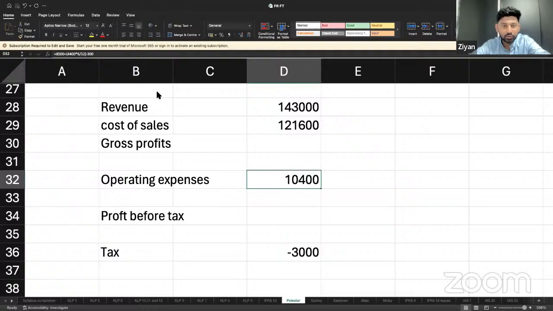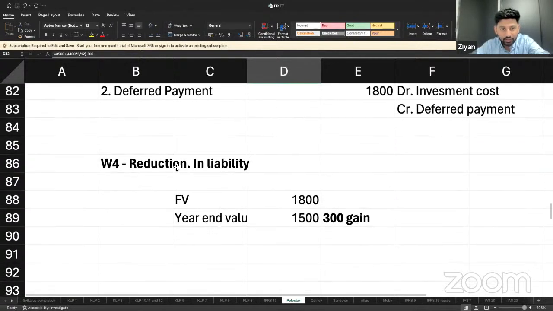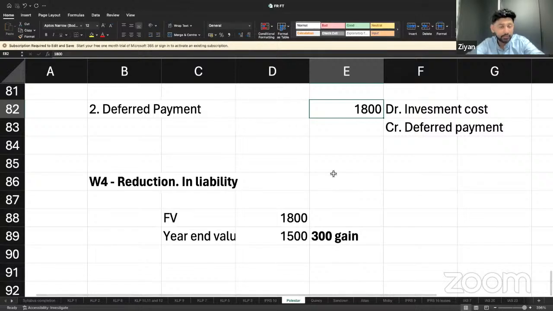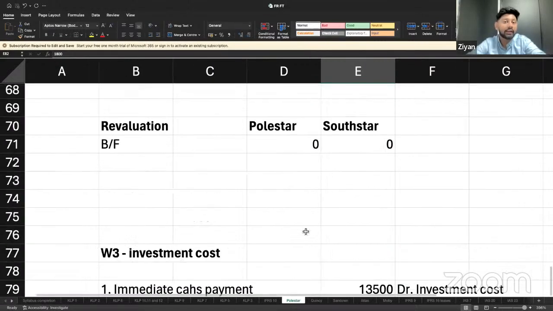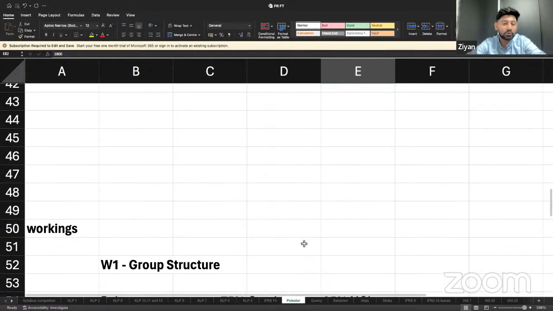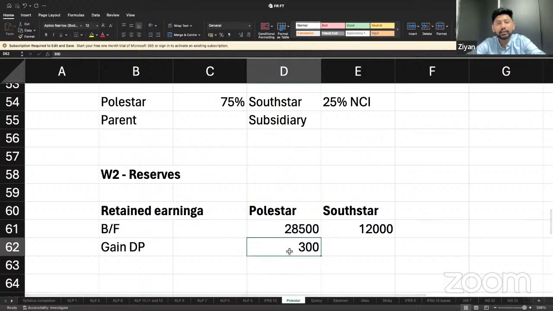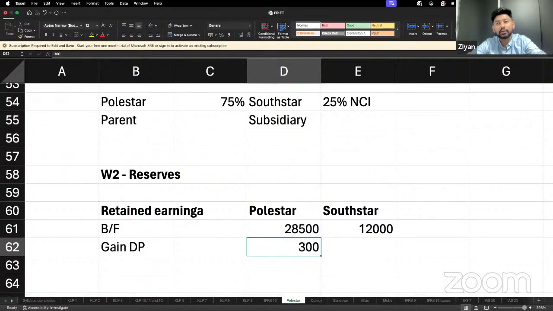Okay, understood. Thank you. Deferred payment. Look, I have a deferred payment to make 1,800. I debited investment cost. I credited deferred payment. Done. Debited investment cost, credited liability. And then there's a reduction in my liability. I amended my liability, I brought it down. I added to my retained earnings 300. There you go. Here, I added 300 and then my expenses I brought down by 300.